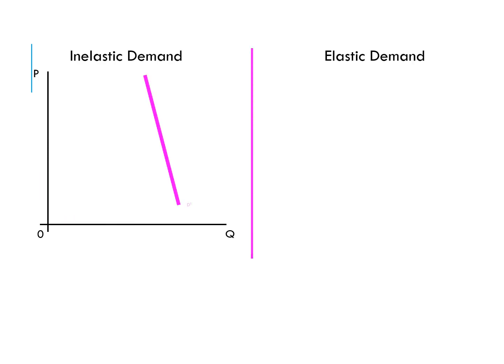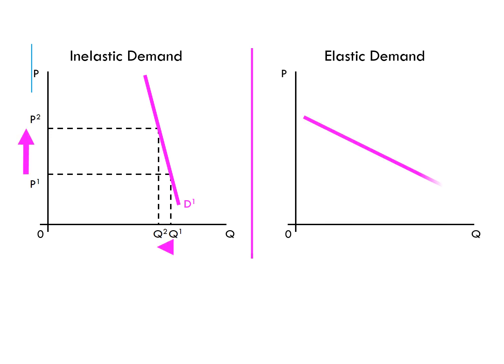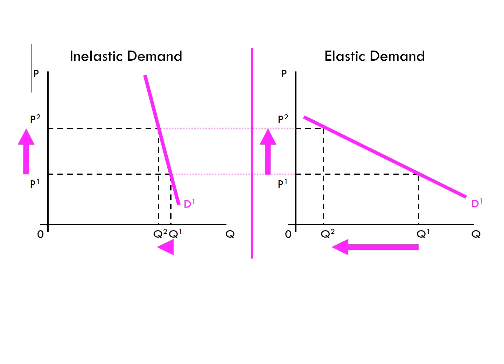On the left-hand side, price inelastic demand, and we raise the price from P1 to P2, we can see there's a small fall in quantity, Q1 to Q2. If we have elastic demand and we raise the price by the same amount, P1 to P2, we can see there's quite a big fall in demand from Q1 to Q2.